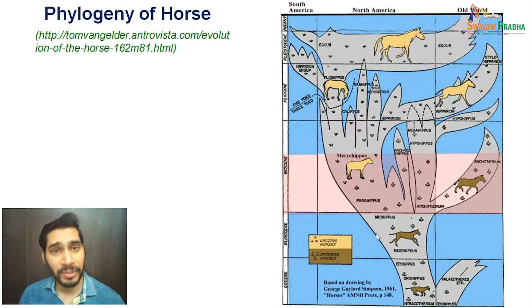Now, what is the difference between browsing and grazing ones? The browsing ones are basically showing herbivory. So they feed on soft vegetation and so on. Whereas the grazing ones feed mainly on grasses. So a layman's difference is that grazers are basically grass eating, whereas browsers are non-grass eating.